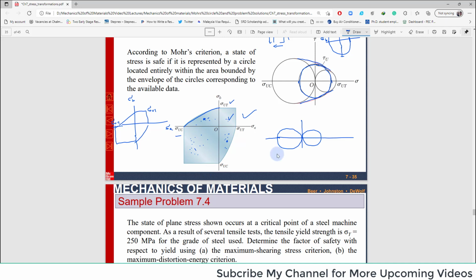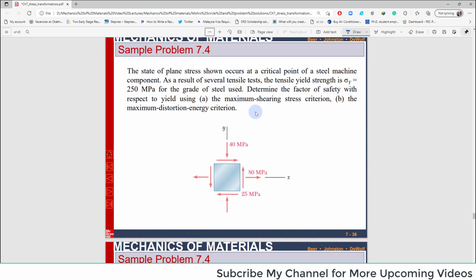Now let's move toward sample problem 7.4. This is a very easy problem, and we will apply the failure criteria in order to solve it. The problem statement is that the state of plane stress is shown at a critical point of a steel machine component as a result of several tensile stresses. The tensile yield strength sigma Y is equal to 250 megapascal for the grade of steel. Determine the factor of safety with respect to yielding.